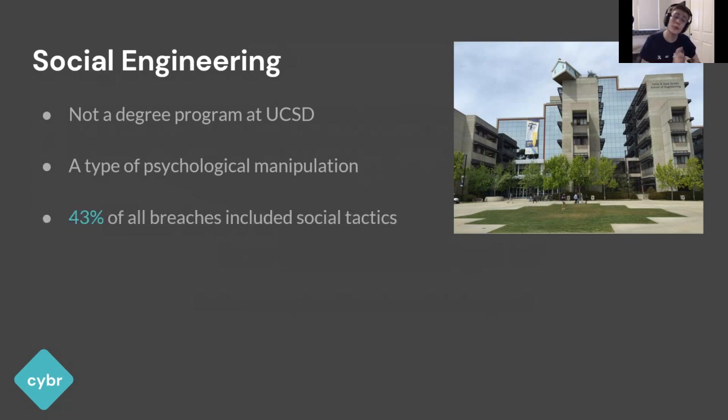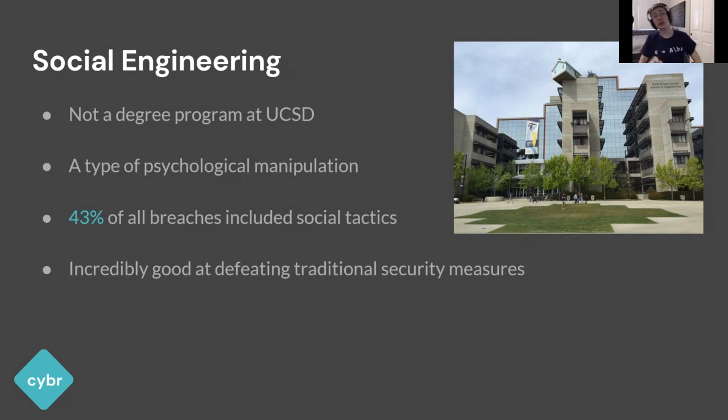43% of all breaches include social tactics of some kind. I actually think the number is much higher than that, especially if you consider phishing to be a social engineering tactic, which I think it is. But social engineering is defined as the parts of it that are specifically designed to manipulate people. Phishing manipulates people, but it also has a technical component. Social engineering is the isolation of just the human manipulation. And yes, it is cognitive science.